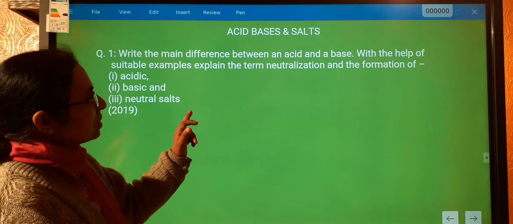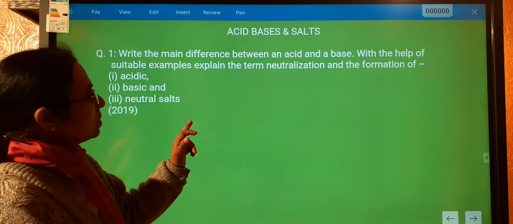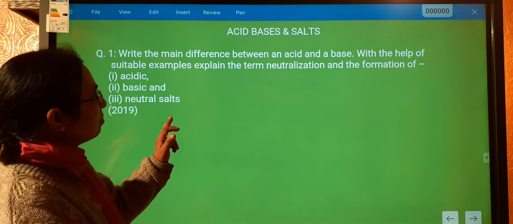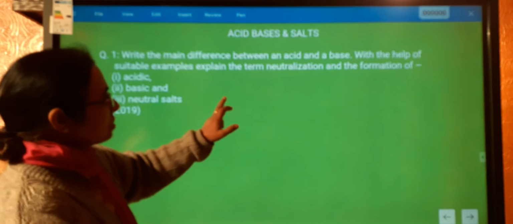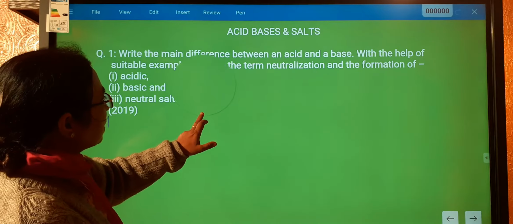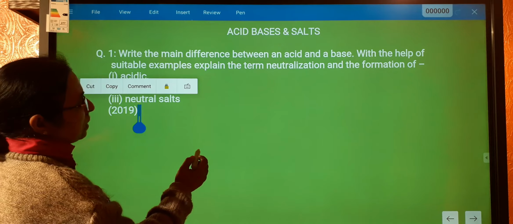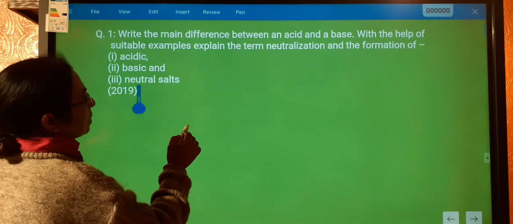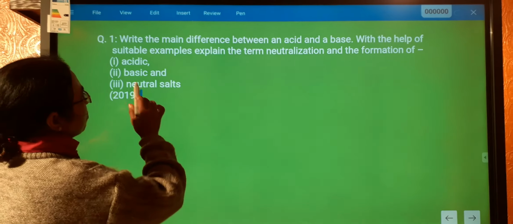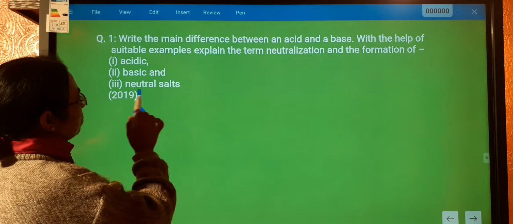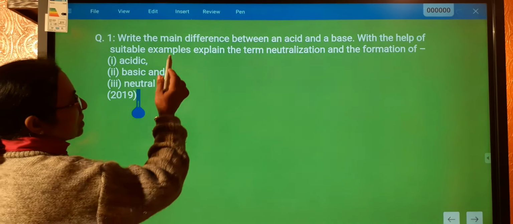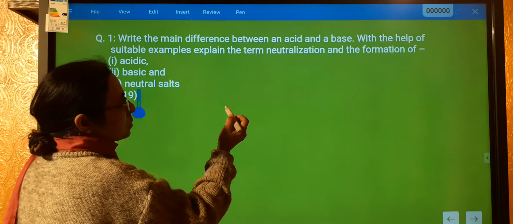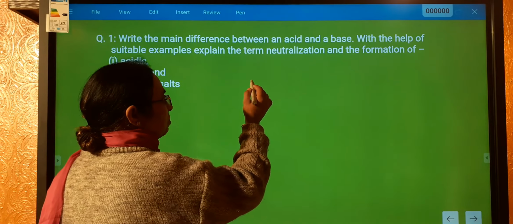Write the main differences between acids and bases. Then with the help of suitable examples, explain the term neutralization and formation of acidic, basic and neutral salts. Now let us do the first part of this, that is, main differences between acids and bases.